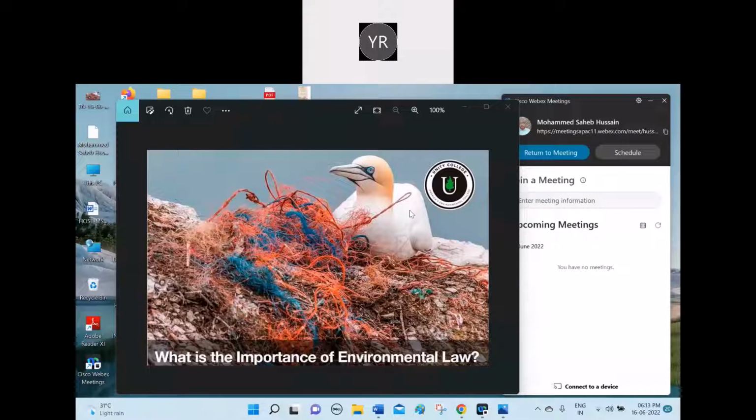Yeah, so that is there on the screen. What is the bird which is there? Can you know the bird? It looks like a seagull. Okay, what is the other thing here? It's a net. Plastic nets.